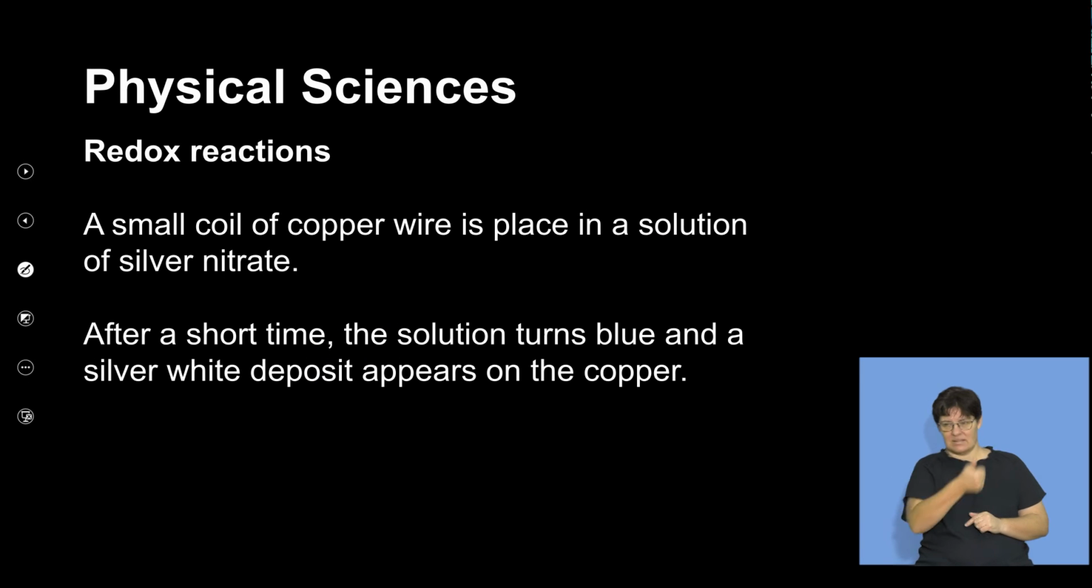And then a small coil of copper wire is placed in a solution of silver nitrate. So we've got copper in a solution of silver nitrate. After a short time, an observation is made. The solution turns blue in color, and silver, a white deposit, appears on the copper. So this is what it looks like.